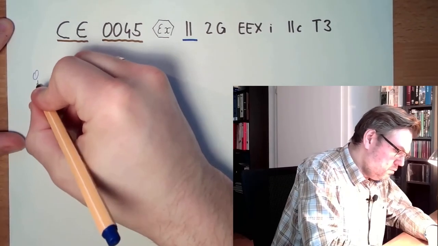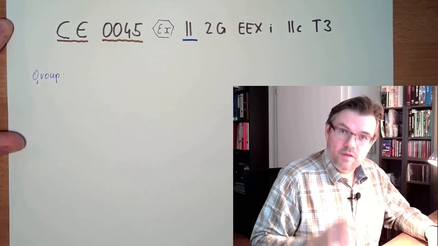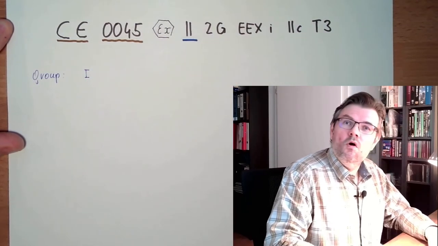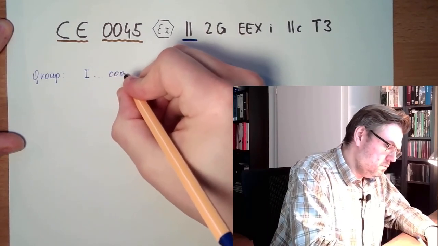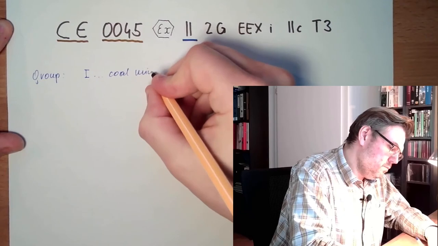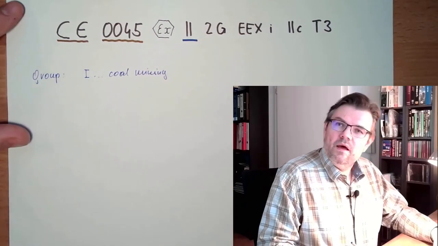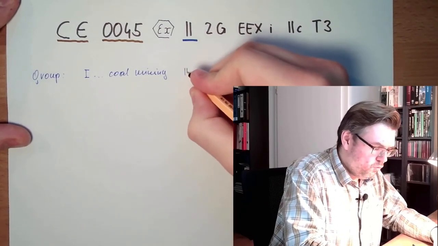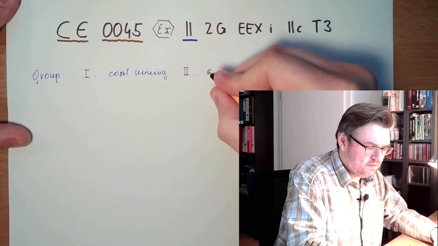Group. There are three groups. Group number one would be coal mining. So this would then be a device which is suitable for coal mining. Group number two, like this here, this is for gas.